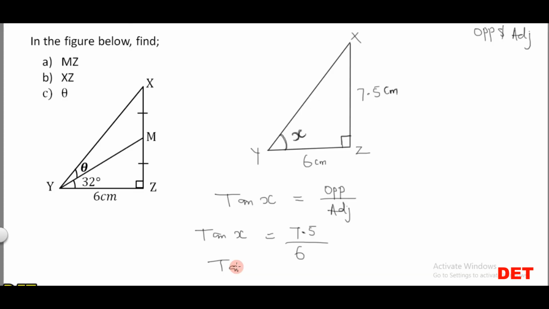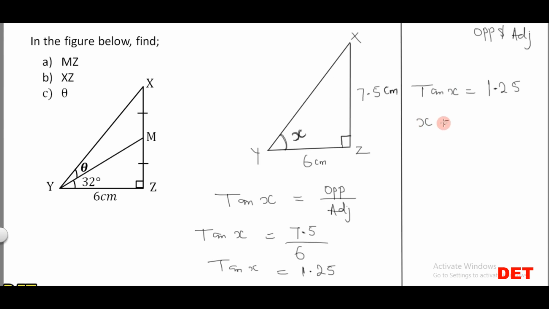So my tan x is equal to 1.25. Let me write it out here. Tan x is equal to 1.25. To look for my x, it will now be equal to the tan inverse of 1.25. So what is the tan inverse of 1.25?